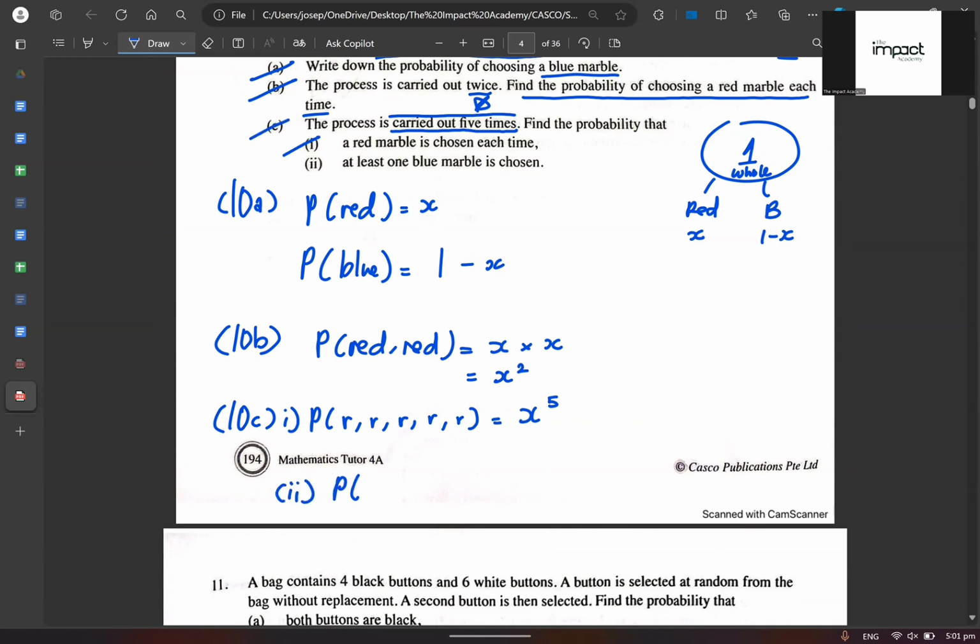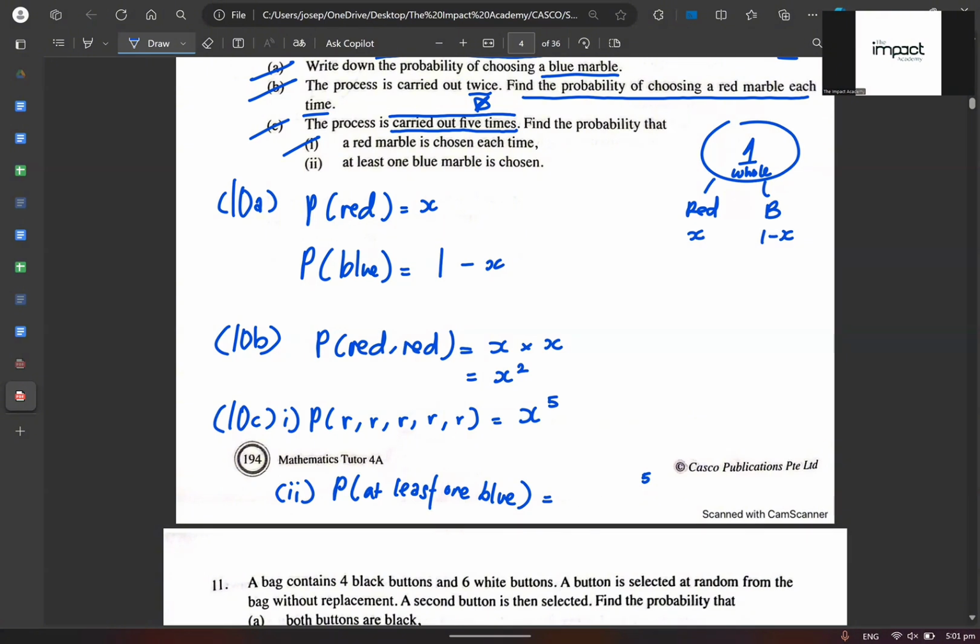What is the probability of at least one blue marble? So in that situation, you just write down at least one blue. Am I making sense? Is it X times X, or 1 minus X to the power of 5? Because at least one blue, right? What is the meaning of at least one blue? At least there's one blue marble.